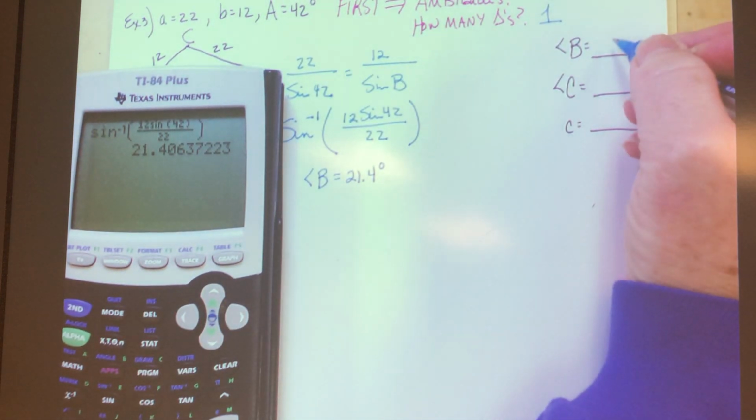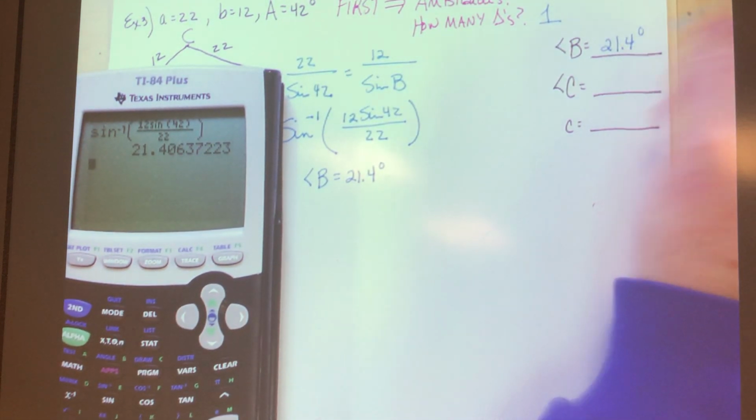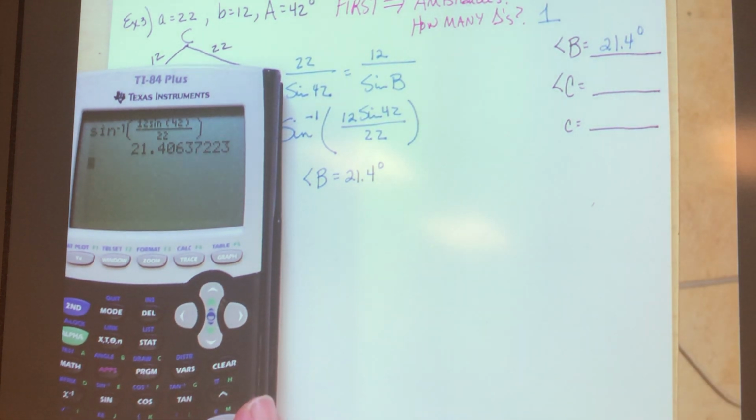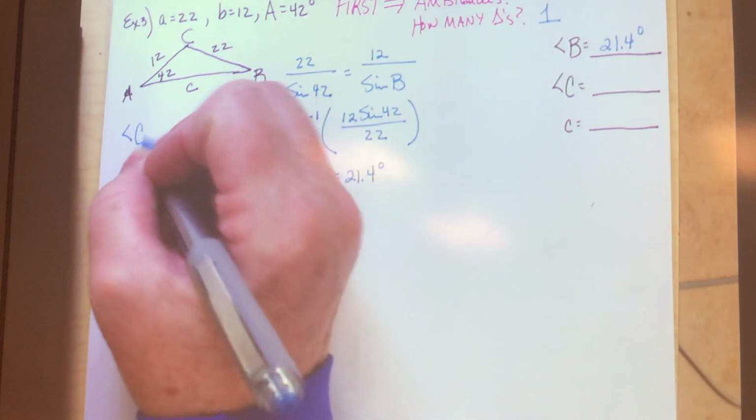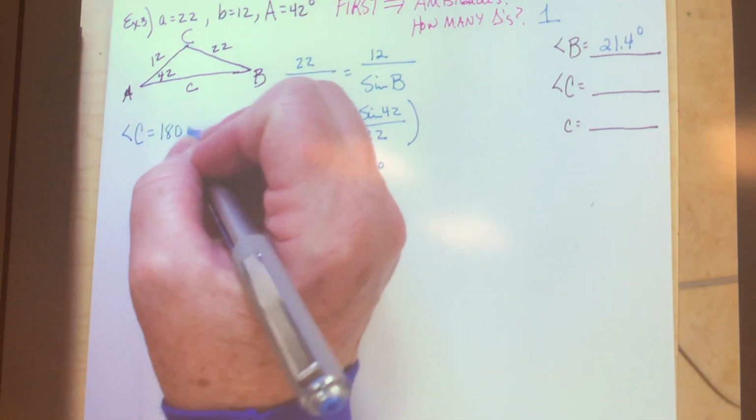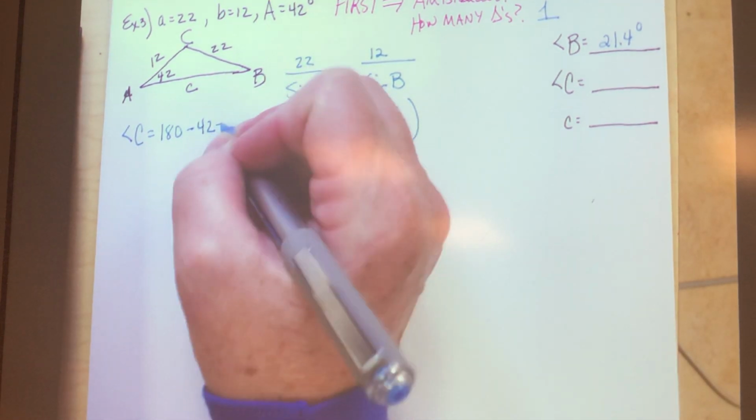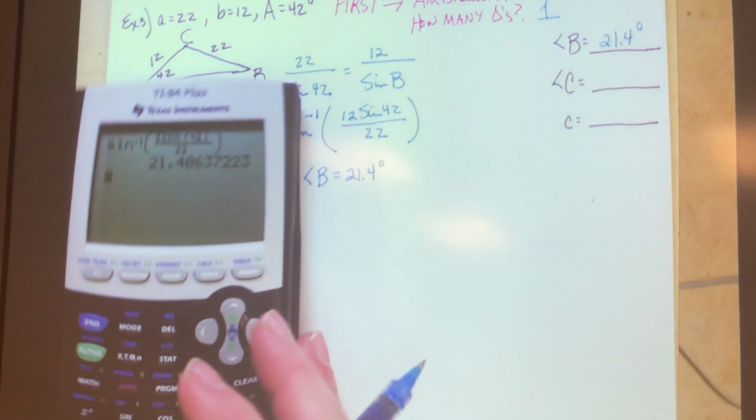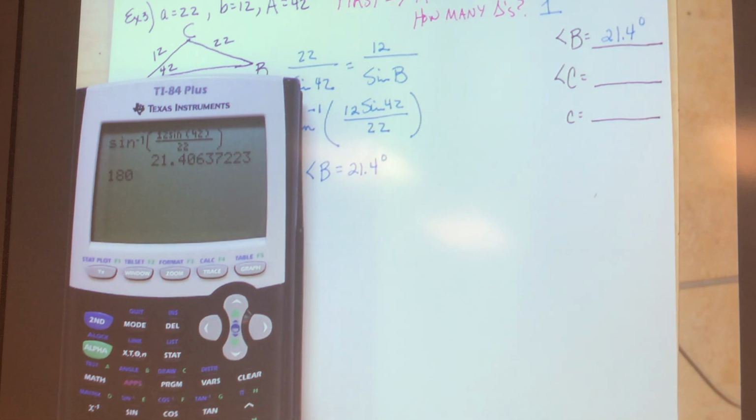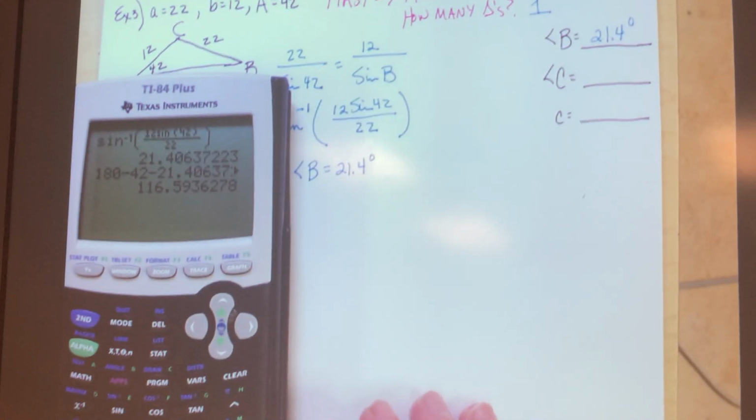So I'll go over here and write it. Now, can I find angle C? Yeah. How am I gonna find angle C? Add it to 42, and then 180 minus that. Okay, so 180 minus 42 minus 21.4. So 180 minus 42 minus, I'm gonna go grab that number, so I'll just type it. 116. 116.6.